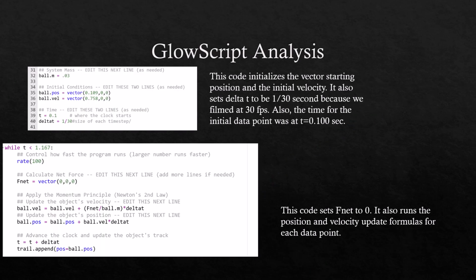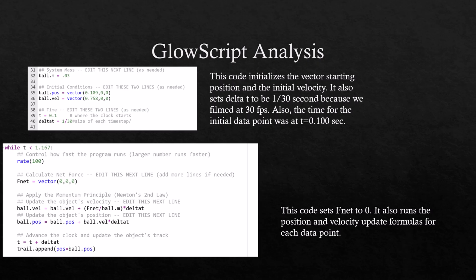This is our GlowScript analysis and code. The top code initializes the vector starting position and the initial velocity. It also sets delta t to be 1/30th of a second, which would be one frame of the 30 FPS camera I was using. And the initial time was set to 0.1 seconds because that was the first time period that I felt comfortable that I wasn't still pushing the car.